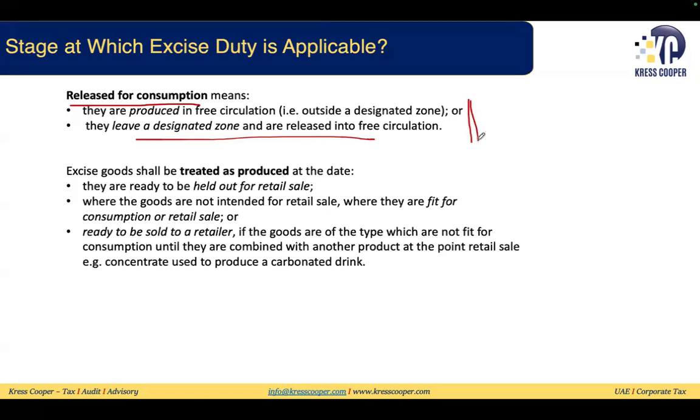Four parties are subject to excise duty, and we have discussed the stages as well. Release for consumption means whenever goods are produced or released from the designated zone, they are assumed released for consumption, treated as produced. Now they have defined the word produced as well. If the manufacturer is producing excisable goods, the goods are assumed to have been produced when they are ready to be held for retail sale. This is the first condition: ready to be held for the retail sale.